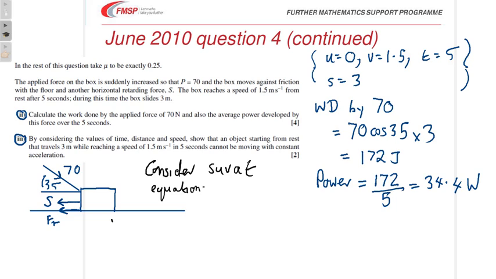Using v squared equals u squared plus 2as, we would get 1.5 squared equals 0 squared plus 2 times a times 3. And that would give us a equals, the acceleration was 0.375.